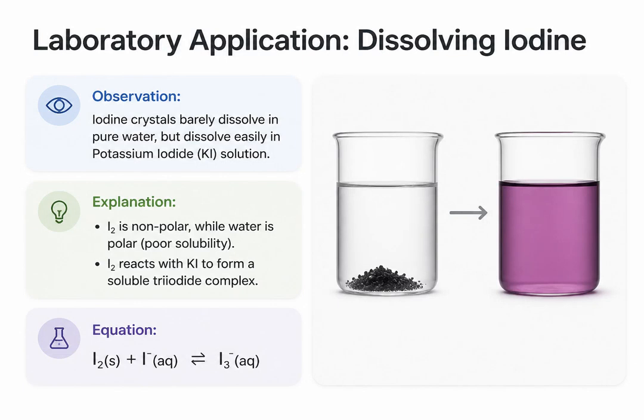Here is a classic laboratory scenario. If you try to dissolve iodine crystals in pure water, almost nothing happens because iodine is nonpolar and water is polar. However, if you add potassium iodide to the water first, the iodine dissolves beautifully. This happens because the iodine molecules react with the iodide ions to form a highly soluble triiodide complex ion.